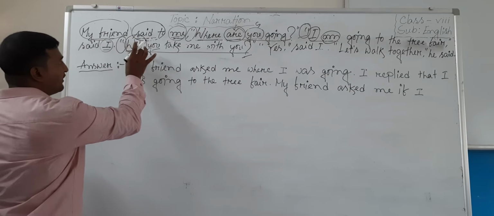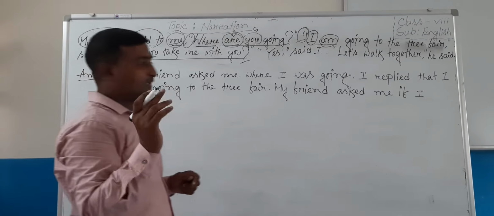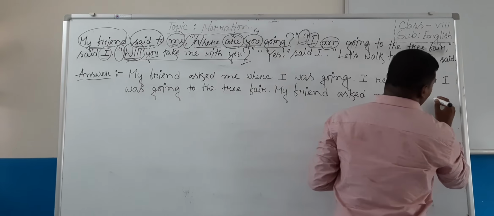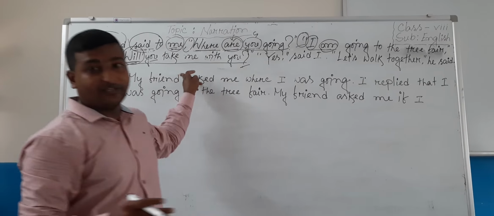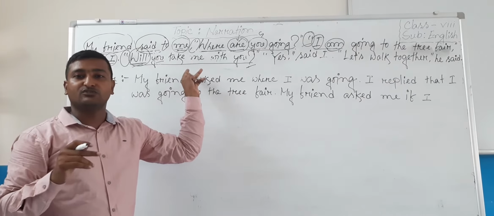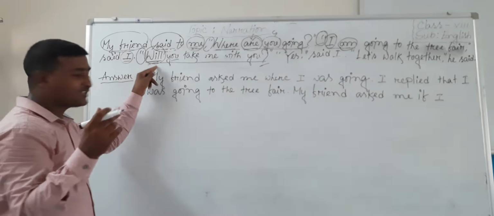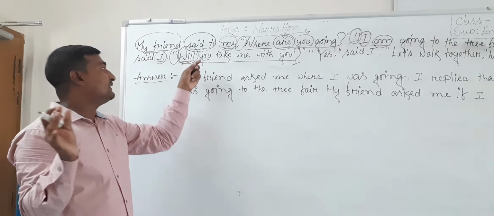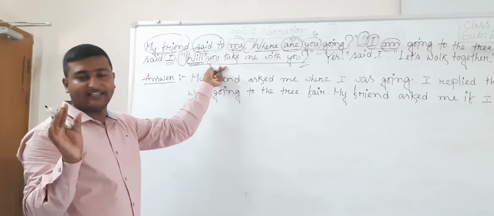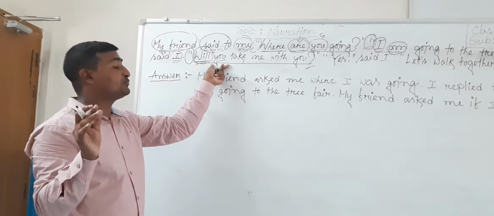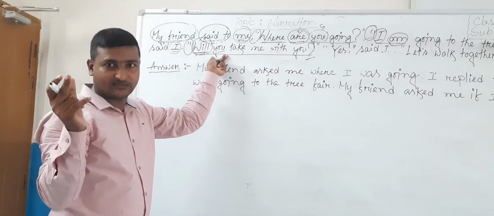There is an auxiliary verb will. If there is will, it is future indefinite tense. We have to change it into future. It is future indefinite tense. If you get future indefinite tense in reported speech, you have to change it to future in the past.